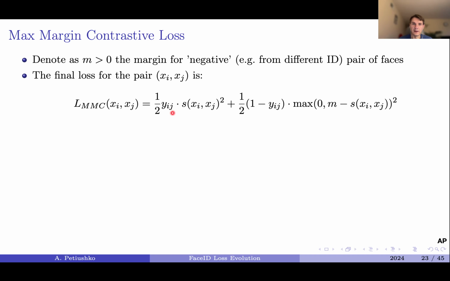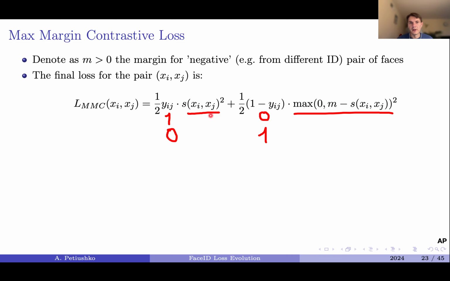Remember, yij is either 0 or 1. So we have either this situation or this one. And it's quite similar, remember, to binary cross entropy. We also have one formula, but basically speaking, it is two formulas for different use cases. Either we have this term or this term.